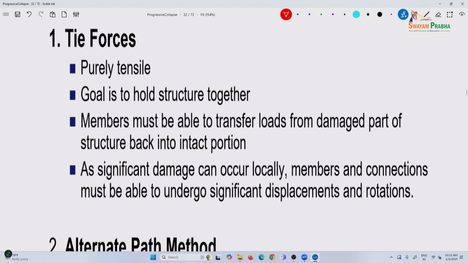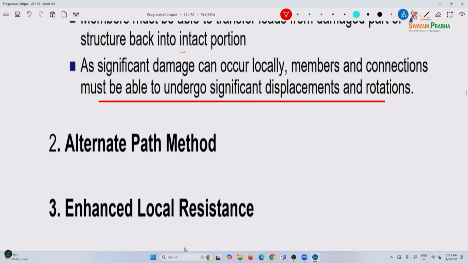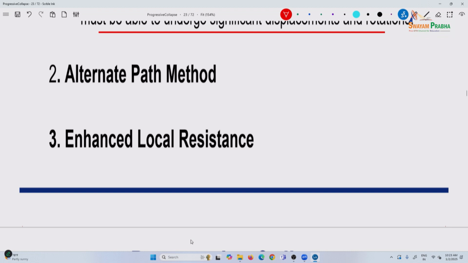So tie forces are what we will be looking at. They are purely tensile. The goal is to hold the structure together, and members must be able to transfer loads from the damaged part back to the intact portion, and significant damage can occur locally. Members and connections must be able to undergo significant displacements and rotations. Now, the alternate path method and local resistance I have talked about.